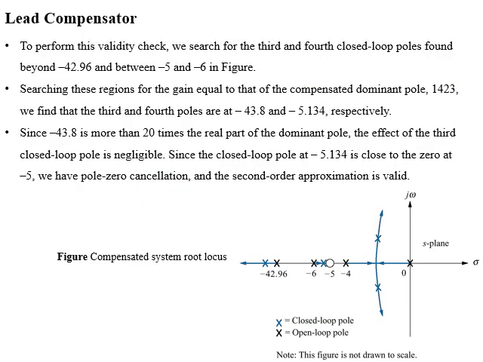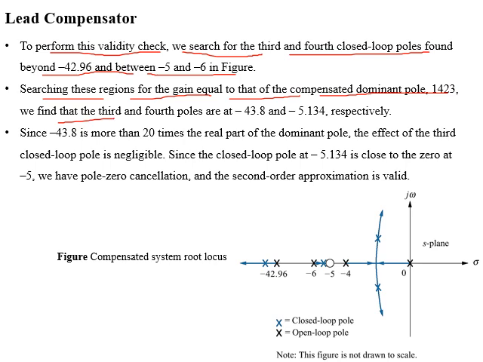Students, now to perform this validity check, we will search for the third and fourth poles of the closed loop system. The third pole is found beyond minus 42.96 and the fourth pole will be between minus 5 and minus 6 as shown in the figure. Now for this region, and a gain equal to that of the compensated dominant pole, which is 1423, we will find that the third pole and fourth pole are at minus 43.8 and minus 5.134 respectively.